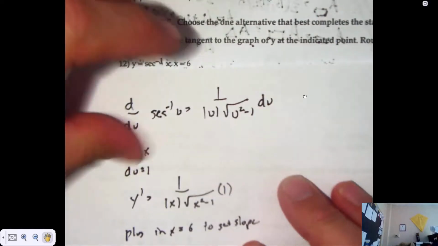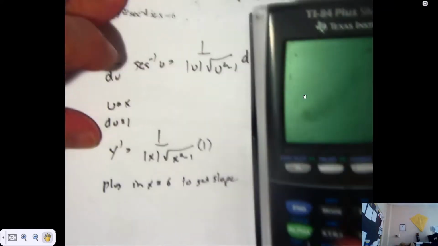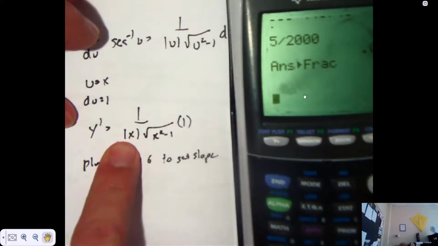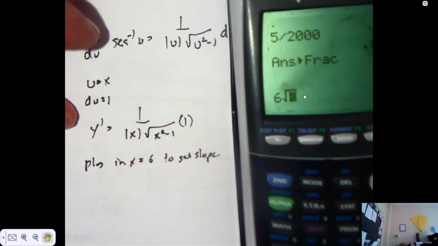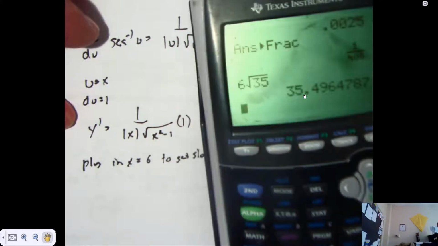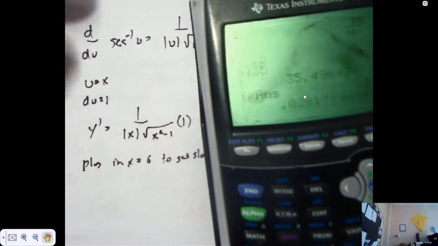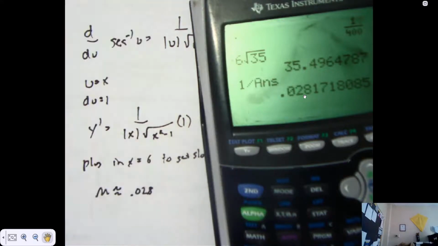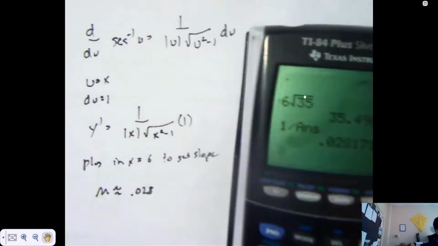So all we've got to do is plug a 6 into this thing. I do not feel like writing that out on a piece of paper. Down low, I've got the absolute value of 6, which is 6. I've got the square root of 6 squared, which is 36, minus 1, which is 35. That's what's down low. That's all being divided. 1 is being divided by that thing. And I find that my slope is about 0.028. I think they tell you to round to the nearest thousandth if necessary. So there's your slope, 0.028.